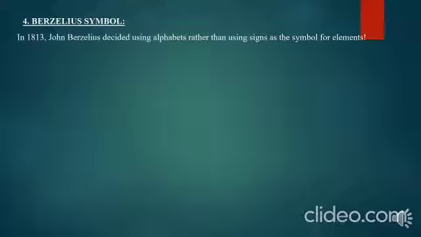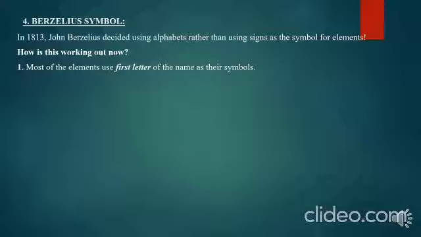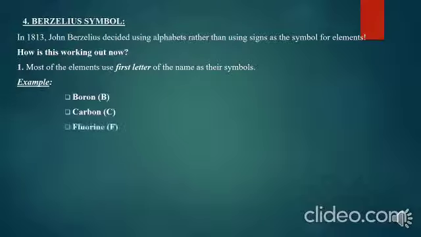Then comes another scientist, John Berzelius, who in 1813 represented the symbols using alphabets from the names of the elements. That is called the Berzelius system of symbols. So what did he do? The first thing he considered was the first alphabet. He decided to represent the symbol of the elements using the first letter, for example B for boron, C for carbon and F for fluorine.